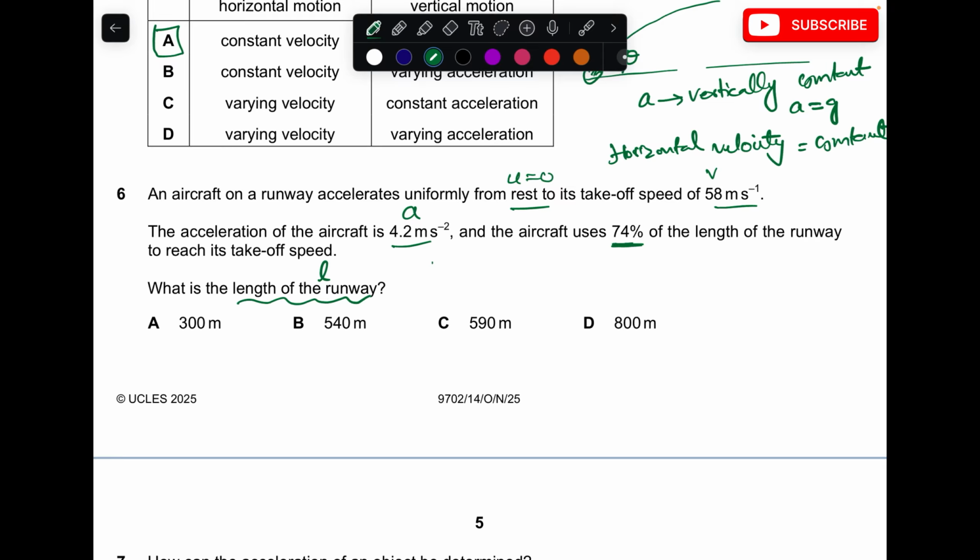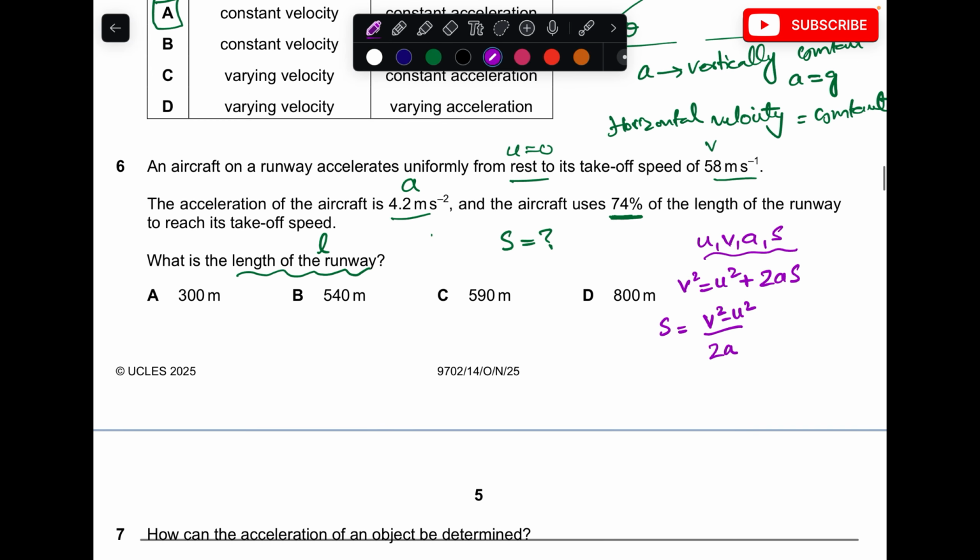Let's suppose the length of the runway is equal to L. Okay, first we will find the distance covered by the aeroplane. So we are going to find s first of all. Let's look at the data. We have u, we have v, we have a, and we have to find s. So we have to pick the equation of motion that does not include the time. So we can use the equation that v square is equal to u square plus 2as. So s can be written as v square minus u square divided by 2a.